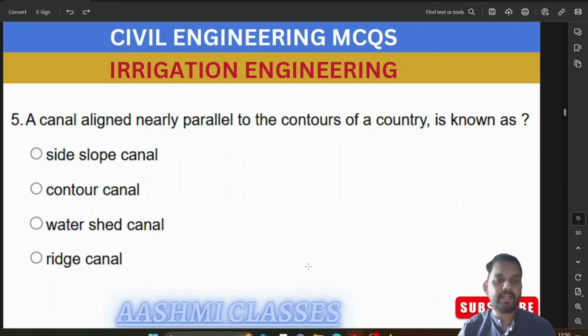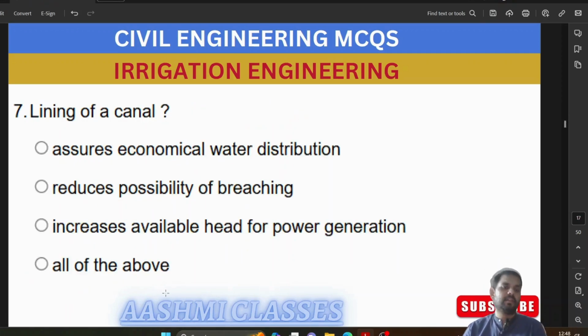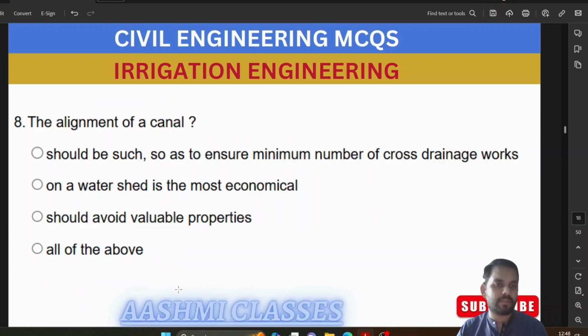A canal aligned nearly parallel to the contours of a country is known as contour canal. Rivers on alluvial plains may be of meandering type, aggrading type or degrading type, all of these. Lining of a canal assures economical water distribution, correct. Reduces possibility of breaching, correct. Increases available head for power generation, correct. So the correct option is all of the above.